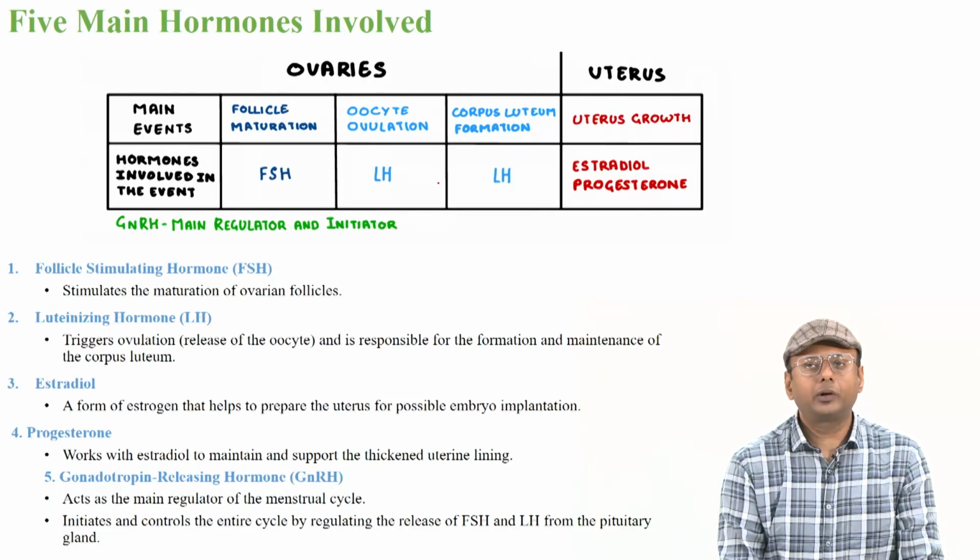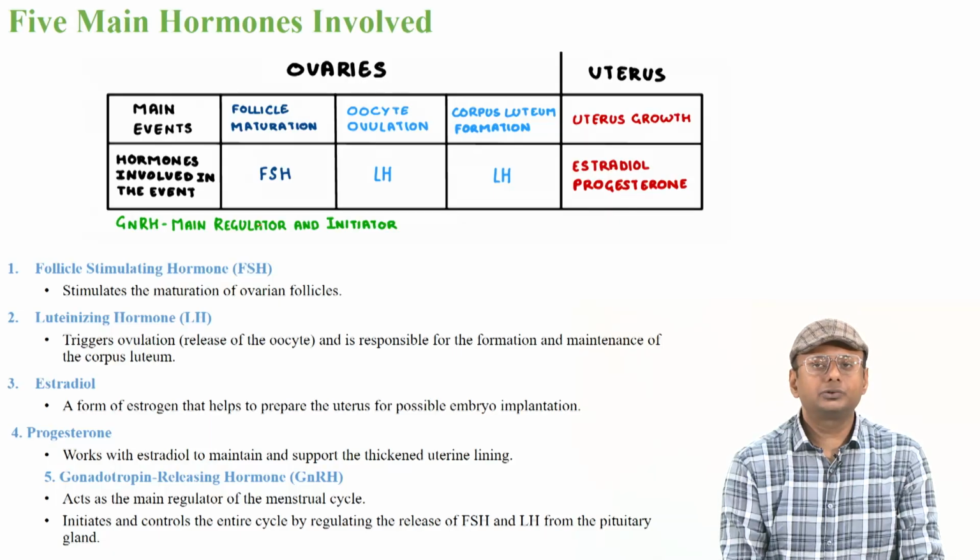LH has different roles. LH is highly important for ovulation. Along with that, LH has a crucial role in corpus luteum formation. Then, in terms of the uterine cycle, the role is to develop the uterus, to develop and grow the endometrium. In these cases, 2 important hormones have a very crucial role: one is estradiol and the second is progesterone.